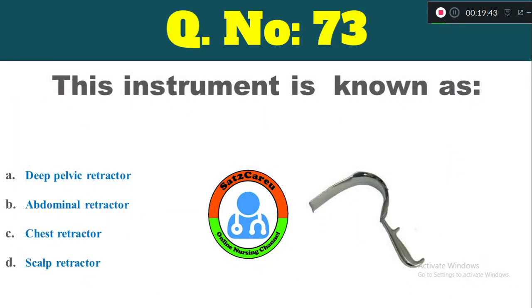Question number 73. This instrument is known as option A, deep pelvic retractor, option B, abdominal retractor, option C, chest retractor, option D, scalp retractor. The right answer, it is a deep pelvic retractor.